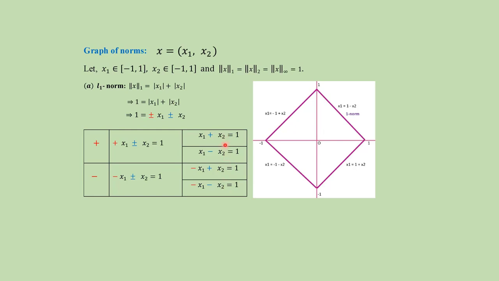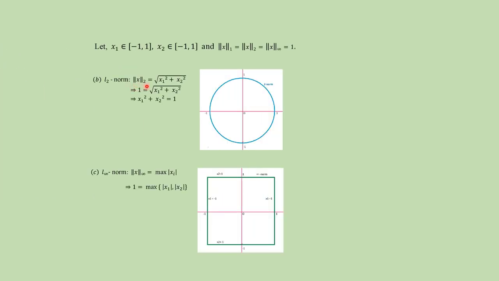Now we have a total of 4 equations, and if we sketch the graph of each of them, then we will get this graph, where this one is the first one, this one is the third one, and similarly the other two. The L2 norm of x is the square root of x1 squared plus x2 squared, and this value is 1. So we get this equation, and after squaring both sides we get this equation. This is the equation of a circle centered at 0, 0 with radius 1.